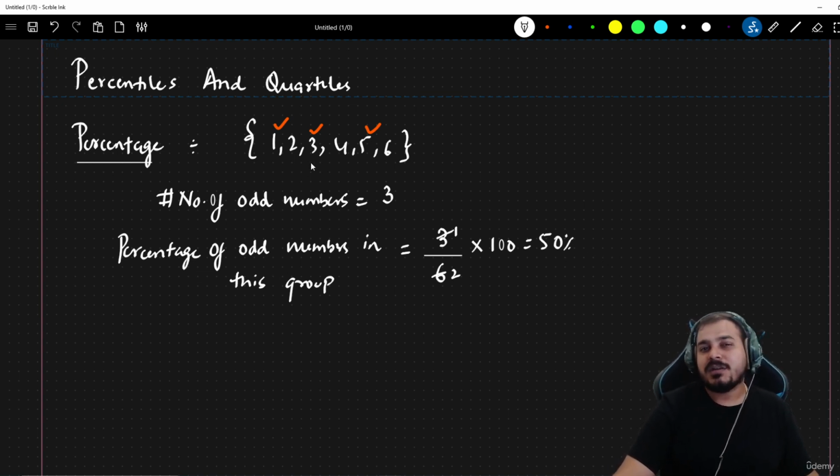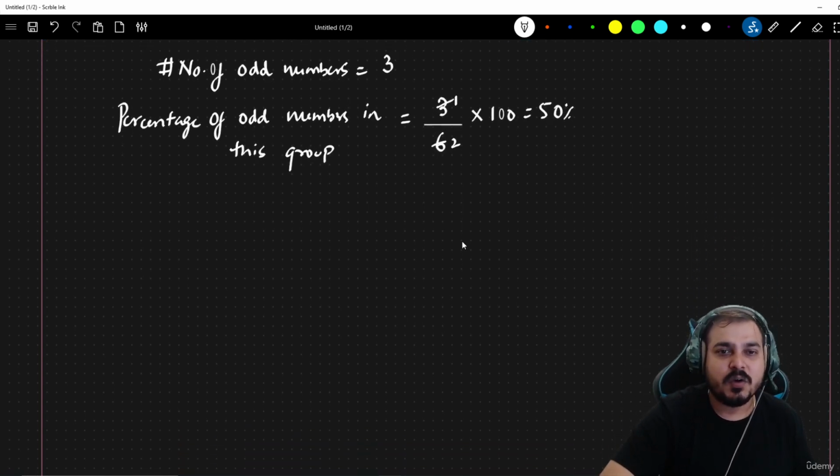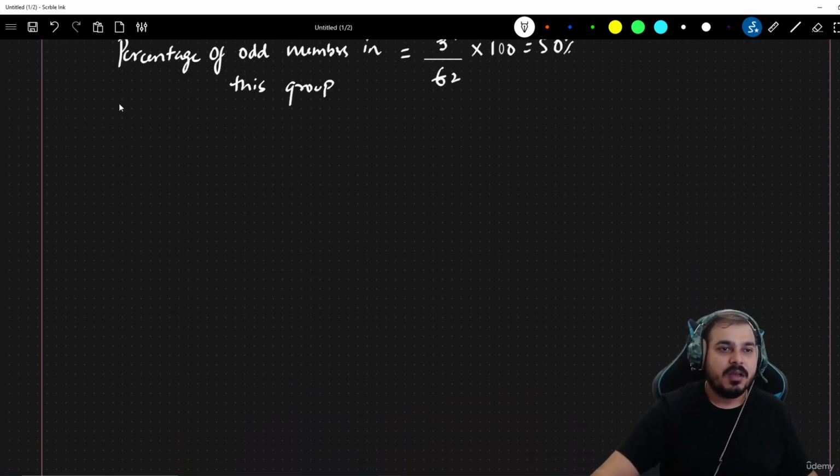Suppose I want to find out what is the percentage of even numbers in this group or what is the percentage of prime numbers in the group. So we can definitely apply this kind of formulas and basically calculate it. This is what we have already learned in high school. But people get confused with respect to percentiles. Now let's go ahead and try to understand about percentiles.